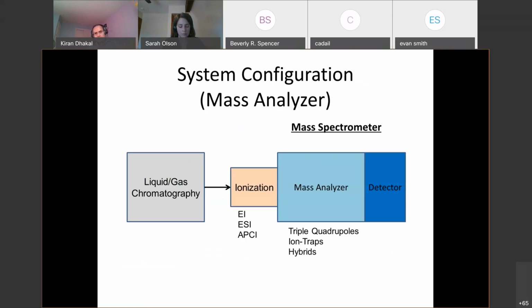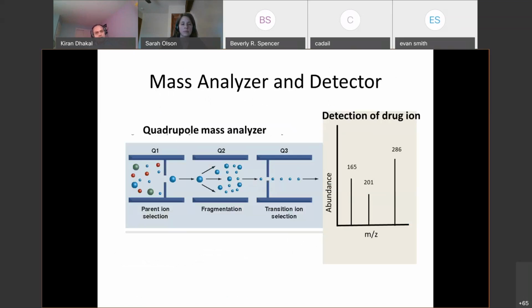So we covered the chromatography principle, and we covered the ionization part. I'm going to briefly describe the mass analyzer on this system. This is a typical example of a quadrupole mass analyzer. You have 3 chambers within the mass analyzer, and there are 2 filters. The first filter, in the first chamber, will select the parent ion.